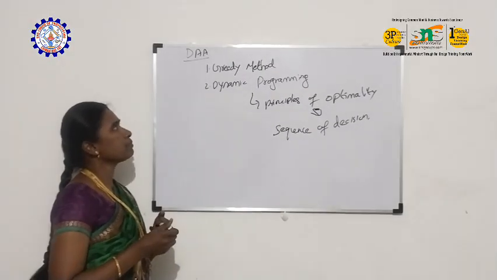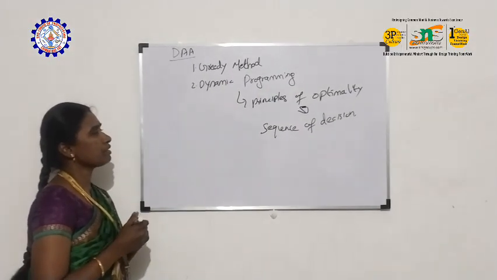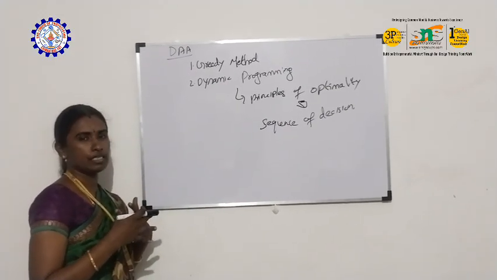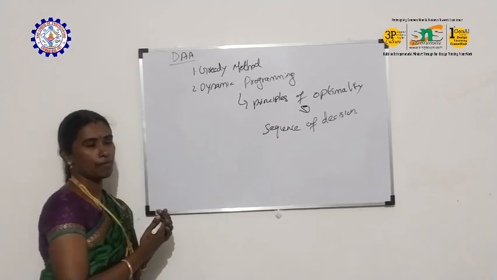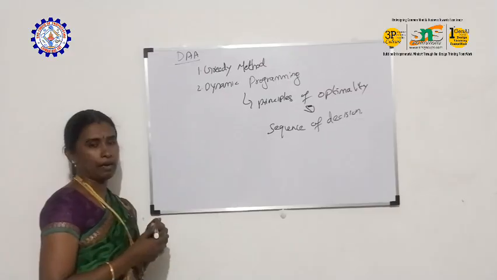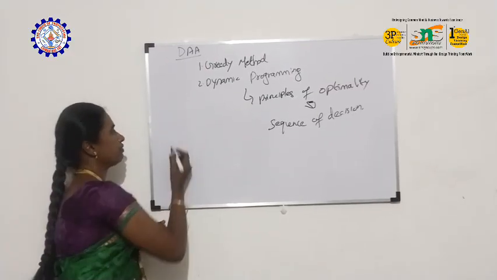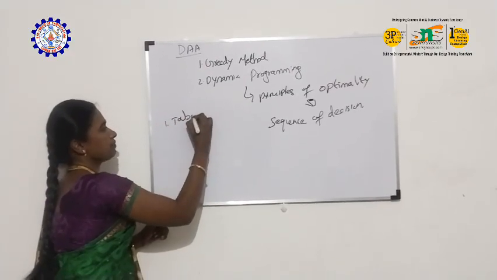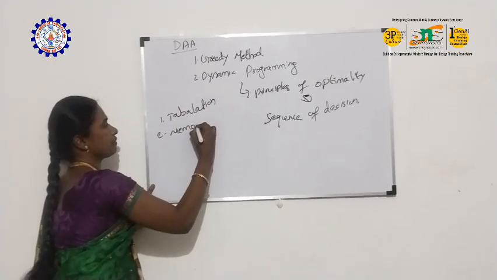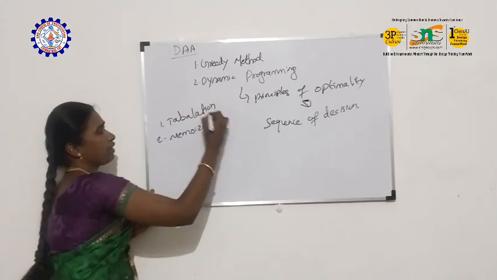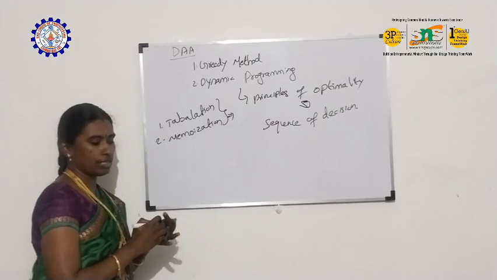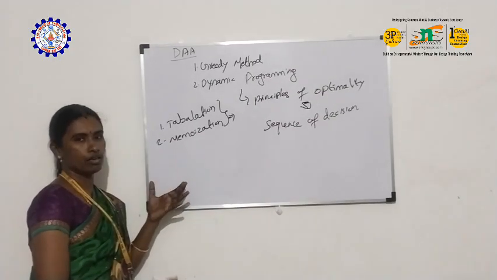The main difference between the greedy method and dynamic programming is that dynamic programming has a higher time complexity compared with the greedy method. In dynamic programming, there are two methods adopted. The first one is tabulation, and the second one is memoization. I am going to explain these two methods with an example so that it will be clear.